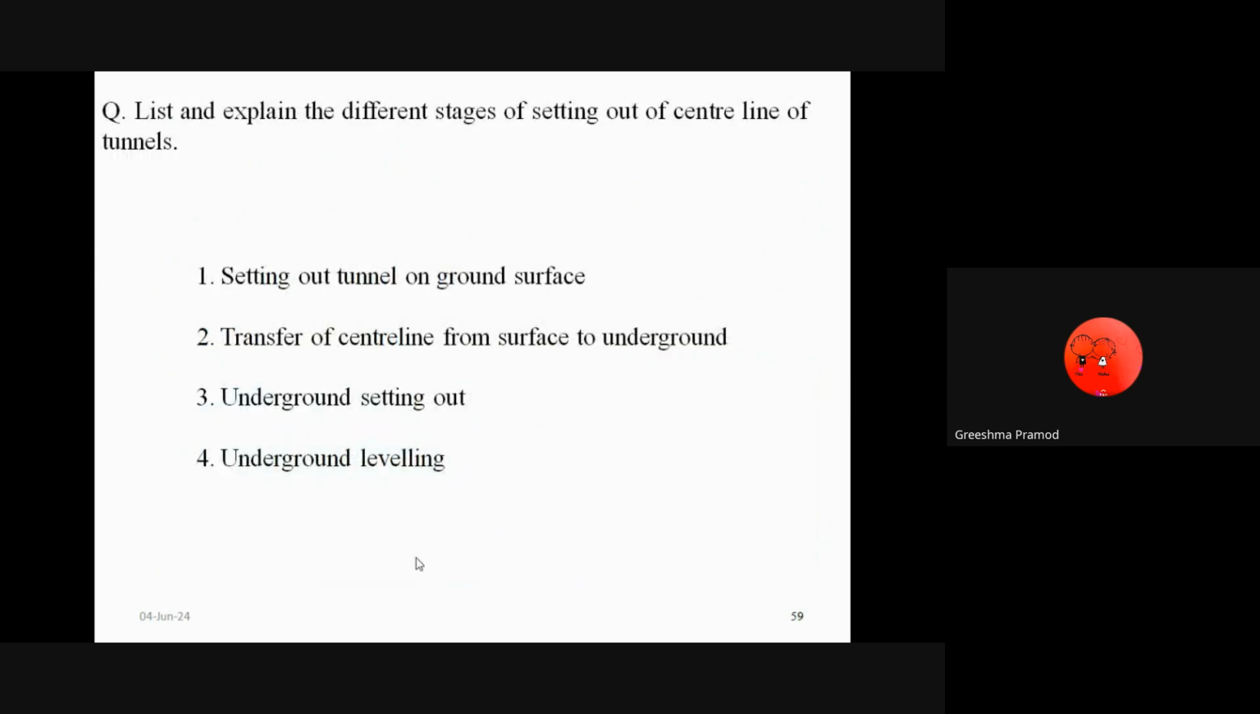Tunnels: what are the different stages of setting out the center line of the tunnel? First you need to consider setting out the tunnel on the ground surface. Then you need to transfer the center line from the surface to the underground. Underground setting out, underground level. All the explanations for this are there, so please look through these.